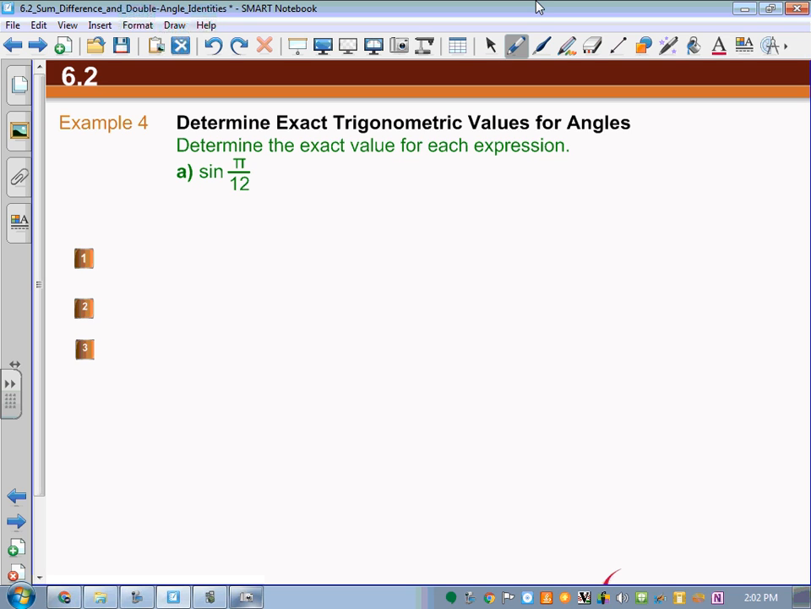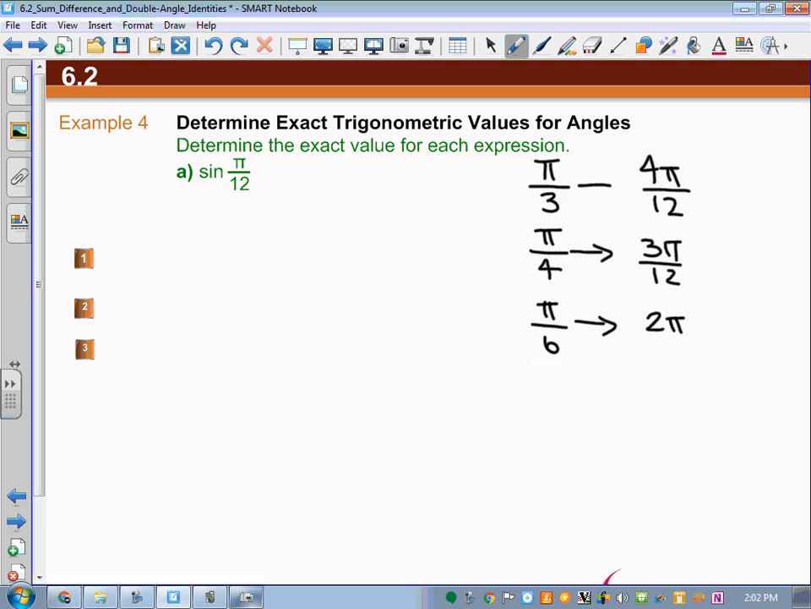What I recommend students do is they write out the radians that we know. So we have 60 degrees, 45 degrees, and then finally 30 degrees. And if we want to find out how to add and subtract these to get pi over 12, it's very useful to write these as 12s. Well, pi over 3 corresponds with 4 pi over 12. Pi over 4 is 3 pi over 12, and pi over 6 is 2 pi over 12.